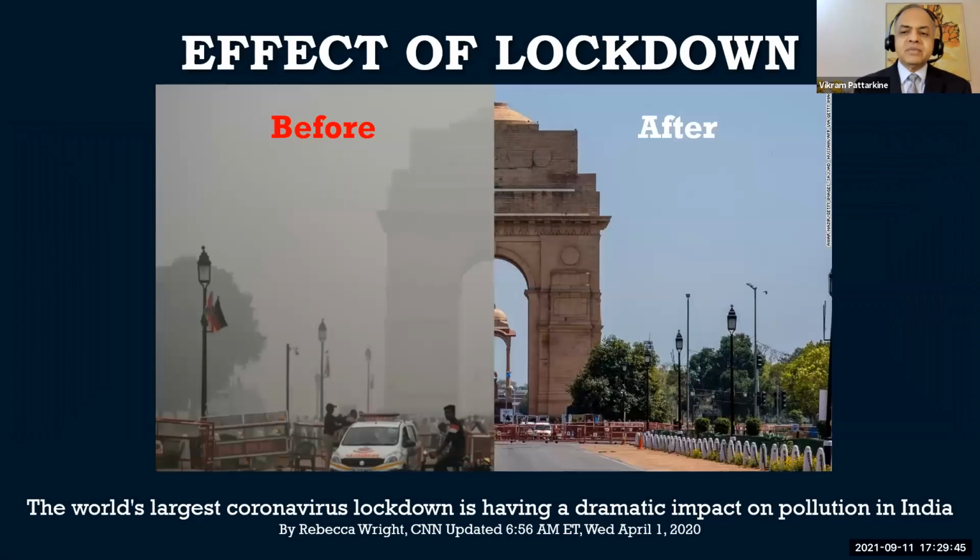Unfortunately, Bill Watterson, who created this strip, is no more with us, but the strip is immortal. I love it. Because of this lockdown, just see how the air quality has improved. This is a picture in Delhi. On the left, before the lockdown, see how the air quality was. And after the lockdown, within about 10 days, the air quality improved.